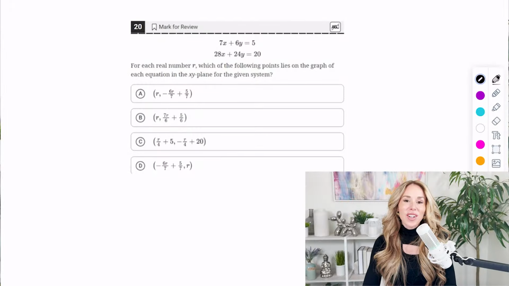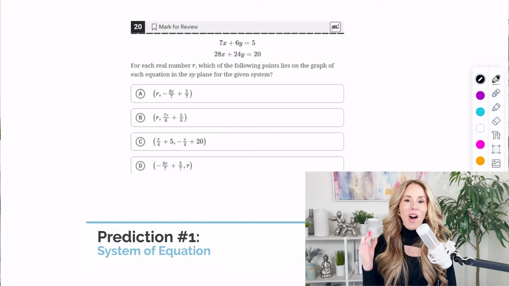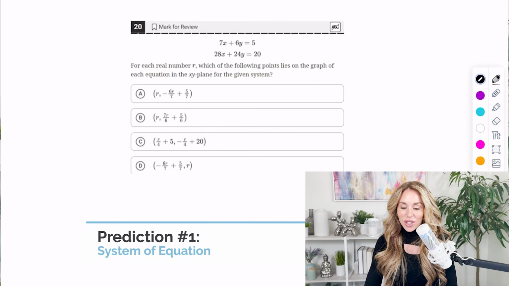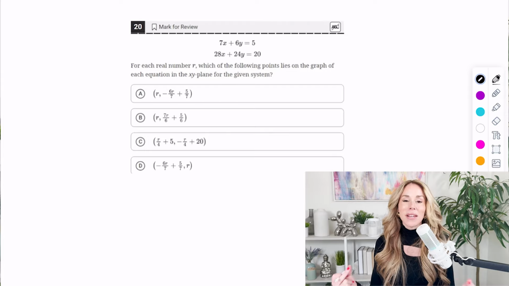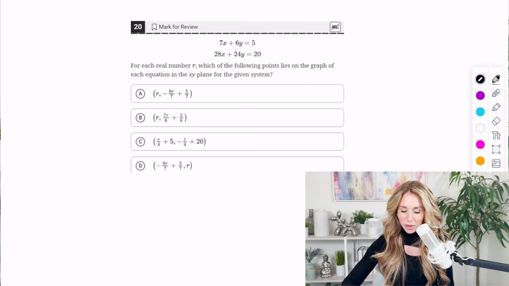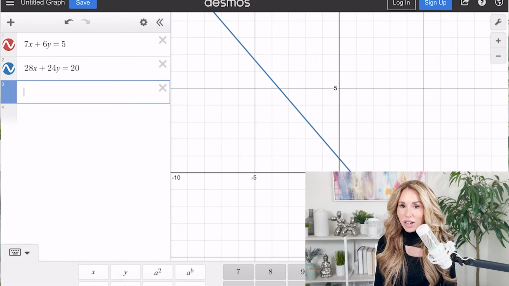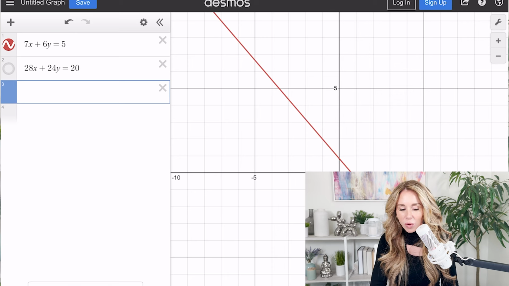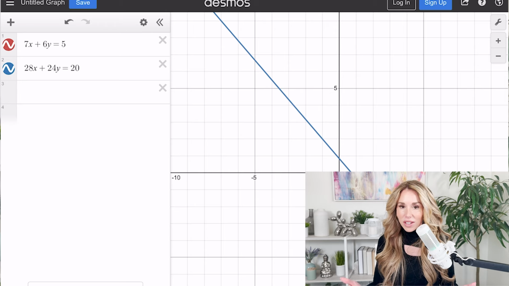All right, guys, let's start with my first prediction, which is you will be given a system of equations with R's in the answer choices. So when I look at this problem, immediately I want to go to DESMOS. Now, as you can see, the equations are infinite because one line is directly over the other. And if you have answer choices with R's in them and they're sets of coordinates, you're going to want to type in the sets of coordinates right underneath on a new line.